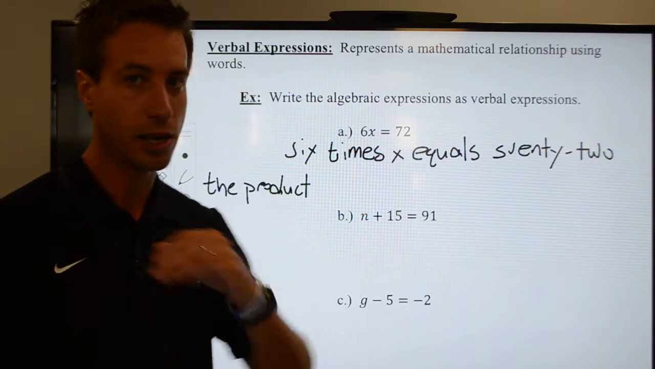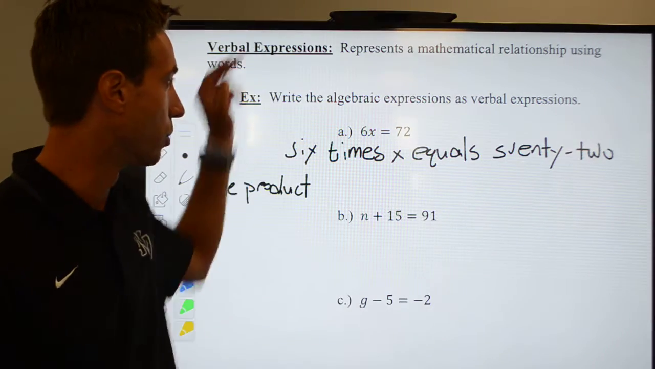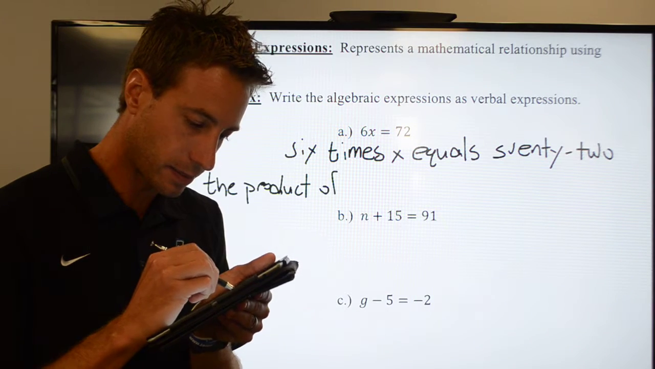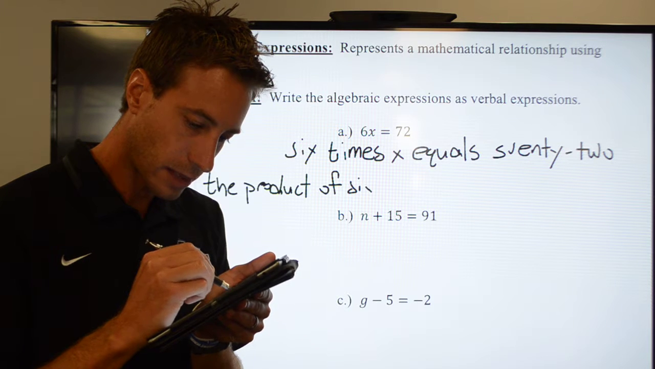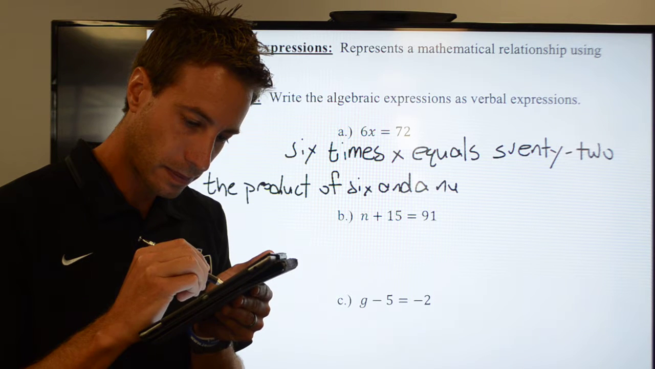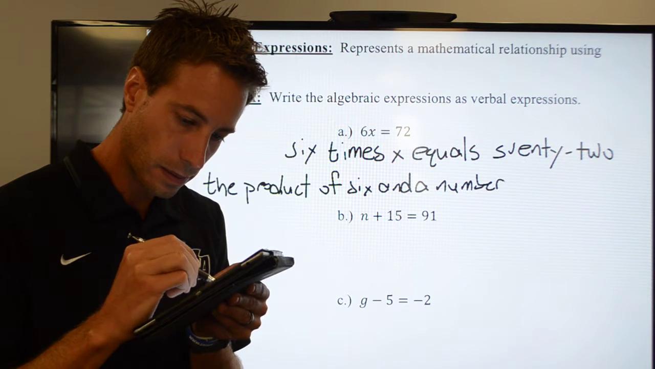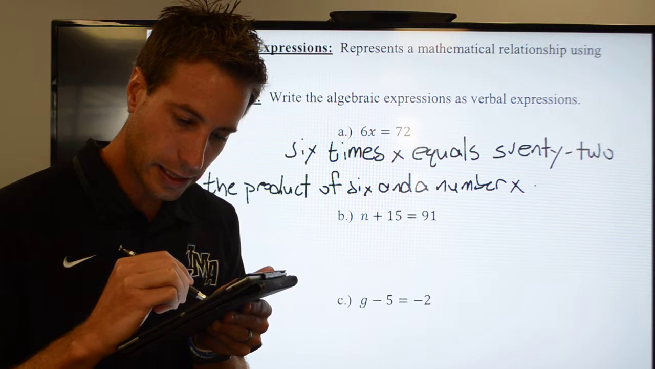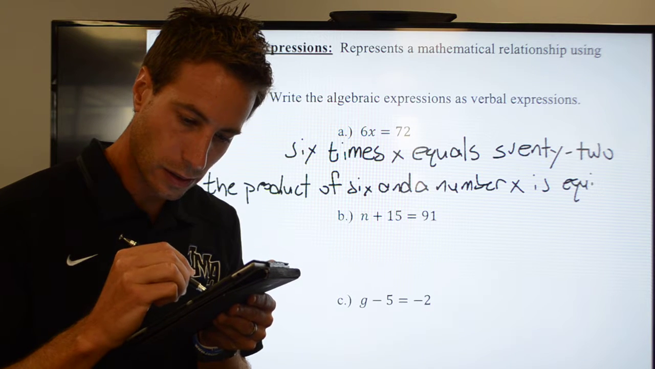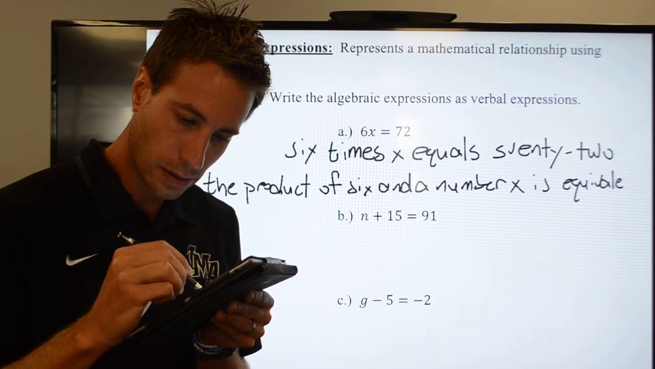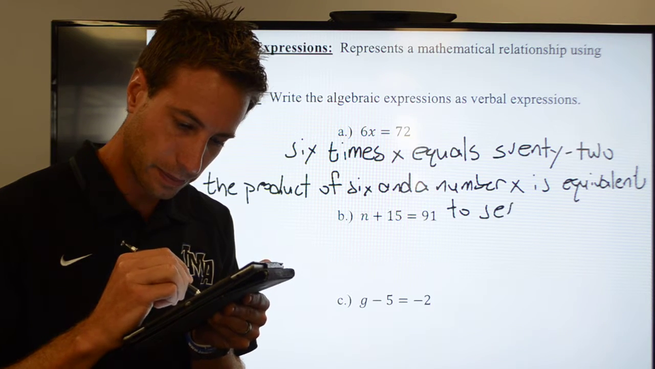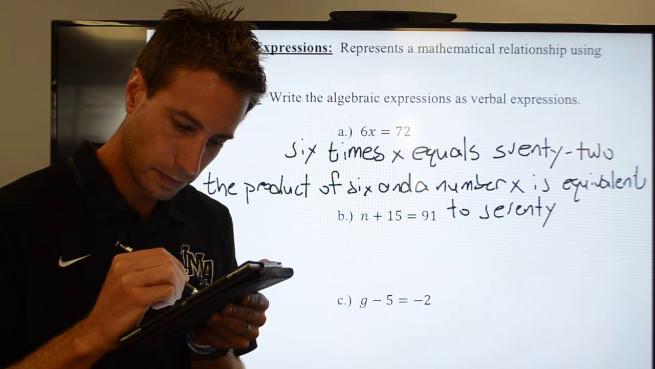We use this term product, awesome high school word here in Algebra 2, which just means that you're multiplying 6 times x. So the product of 6 and a number x is equivalent to 72.